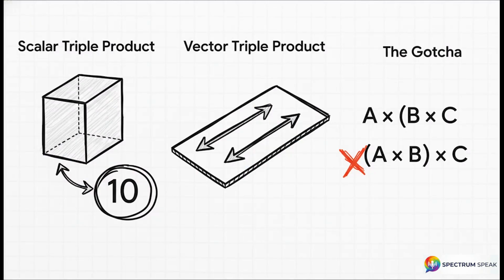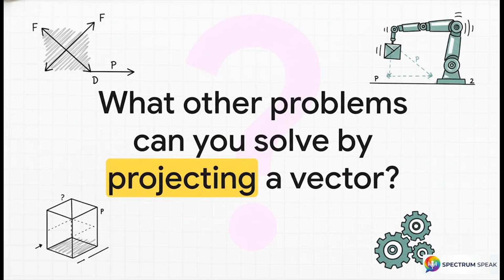So let's boil this all down. Here are the 3 key takeaways you need to walk away with. Number 1, the scalar triple product is your volume tool. It gives you a single number, a scalar. Number 2, the vector triple product is your plane projector. It gives you a new vector that's guaranteed to be in the same plane as the middle and last vectors. And number 3, the big one, watch out for the gotcha. The cross product is not associative, so the order of operations, defined by those parentheses, is everything. And just like that, vector triple products are demystified.